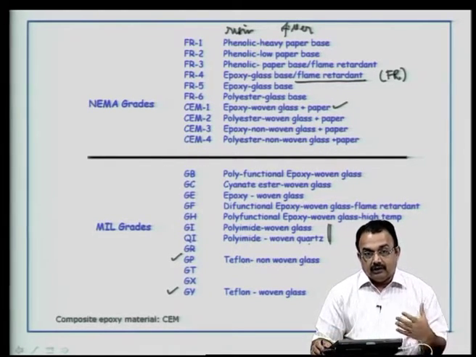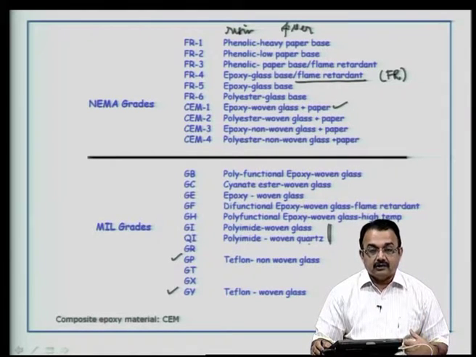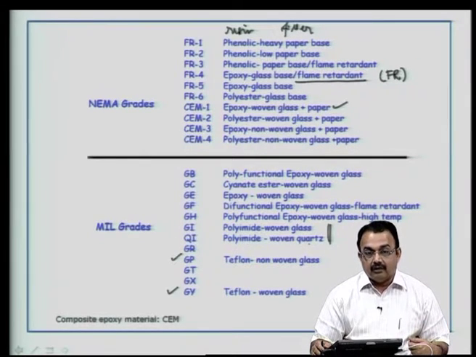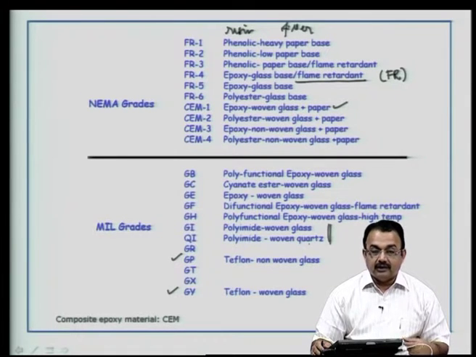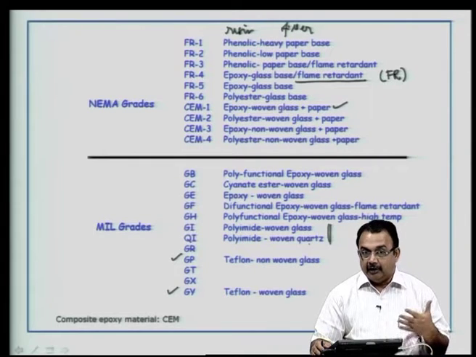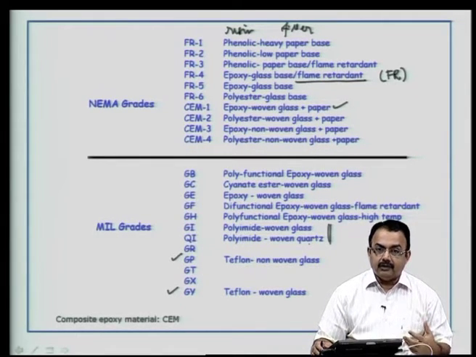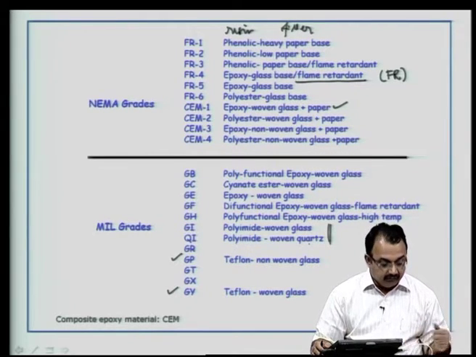Now, the cost variations are always there. If you look at this big list of NEMA grades and mill grades, all of them are not economical. Some of them are expensive because they target certain specifications and applications. For example, it could be high frequency application, it could be for space applications. So, very common consumer electronics typically use the most economical FR4.